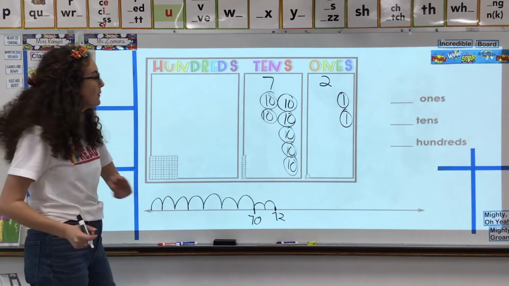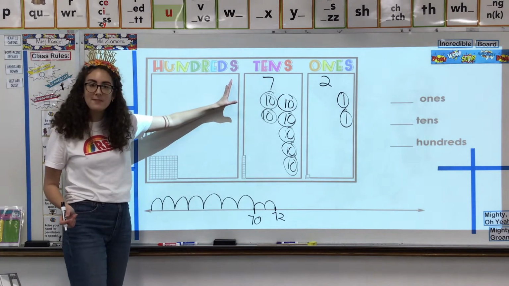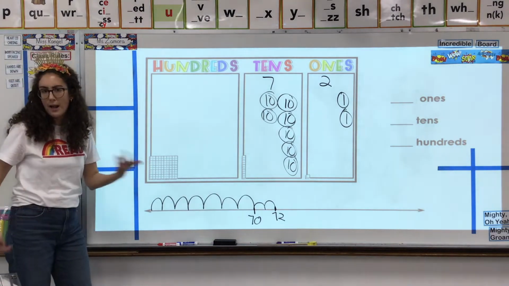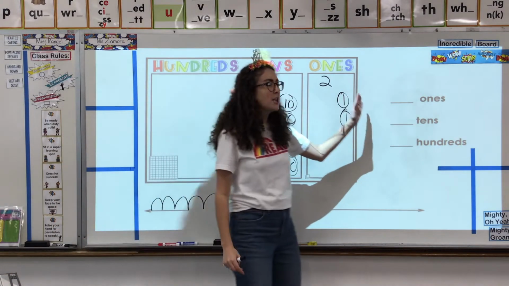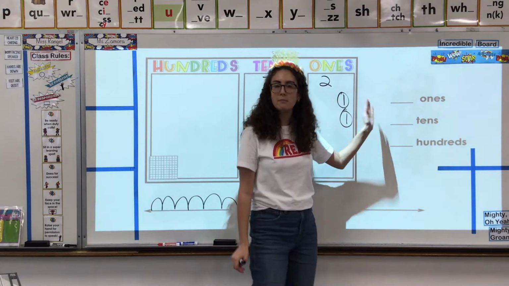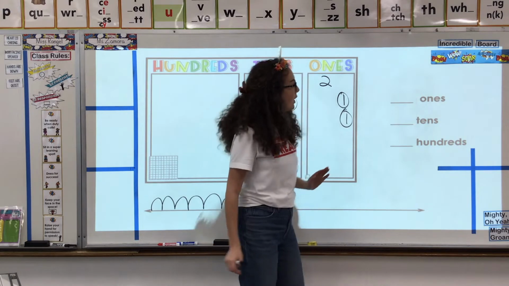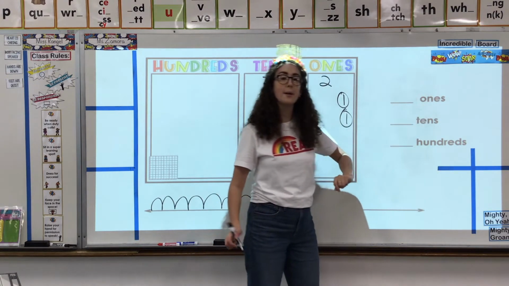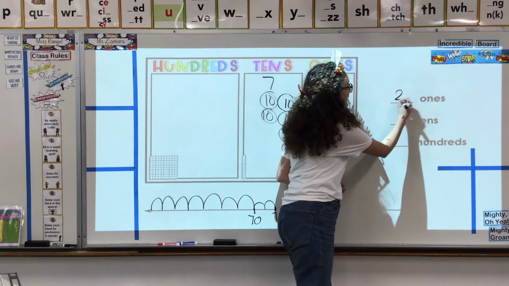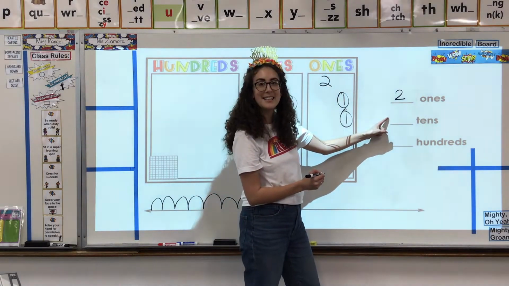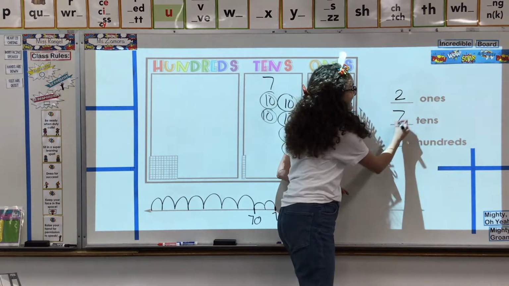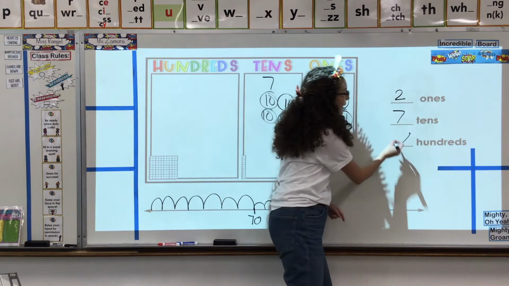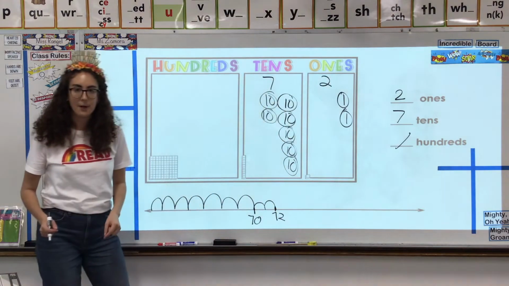Okay, awesome people. So we've got our place value chart and our number line. With all this drawing and talk, can you complete the unit form of 72? So second grade, in 72, there's how many ones? 2. And how many tens? Hundreds? No, there's no hundreds in this number.